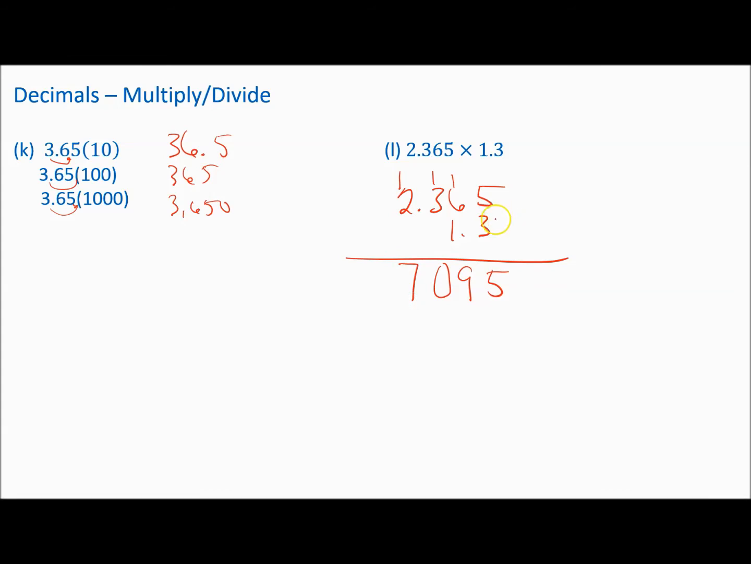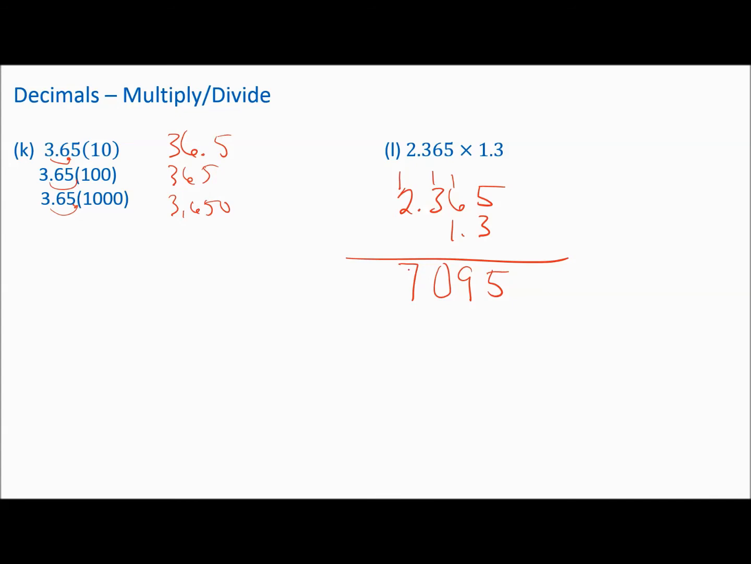You remember that? So again, I'm saying 3 times 5 is 15, but I carry the 1 from the 15 to, it's really not the tens place, but the next place in line. 3 times 6 is 18, plus 1 more is 19, carry the 1. I'm just checking. 3 times 3 is 9, plus 1 is 10, carry the 1. 3 times 2 is 6, 7. Yes. Now what do you do next?